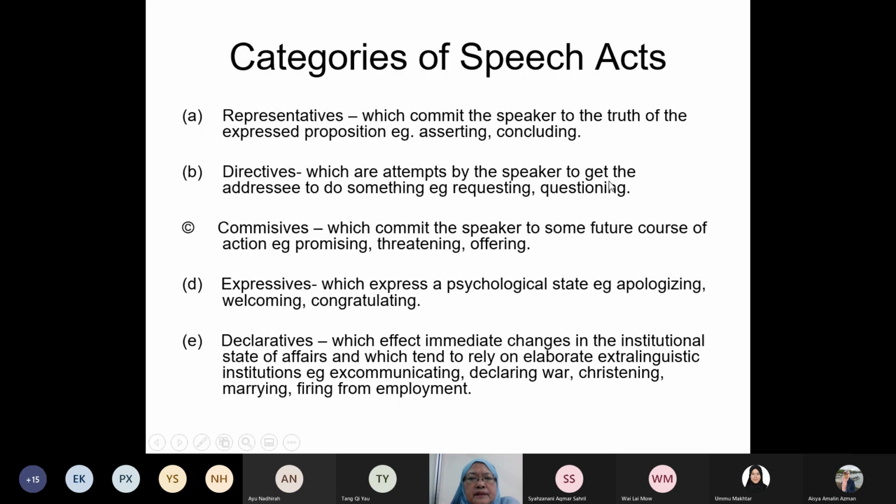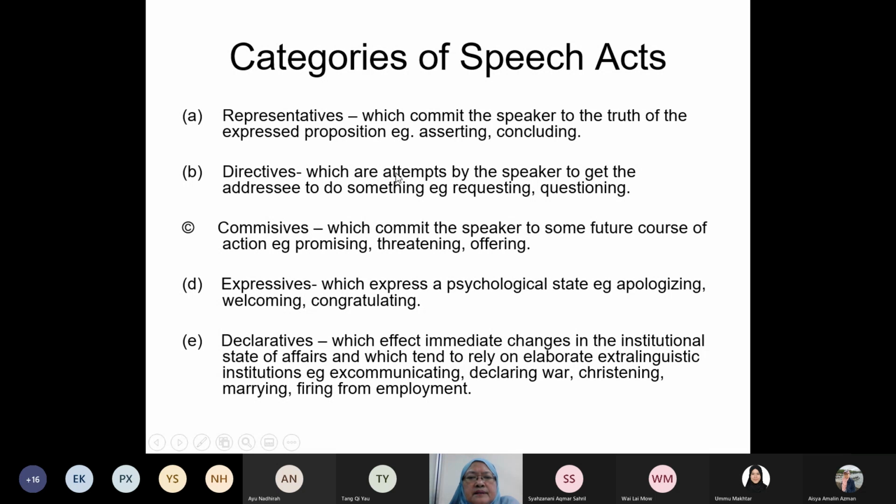There are categories of speech acts. Representatives commit the speaker to the truth of the expressed proposition. For example, you're asserting something or you're concluding something, because when you are asserting or concluding, you actually believe in what you're saying.